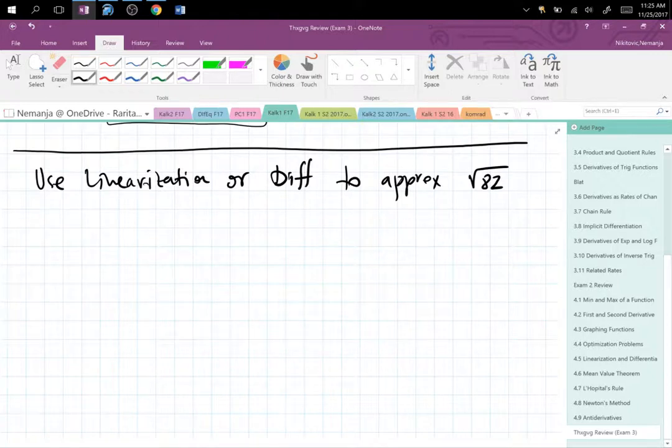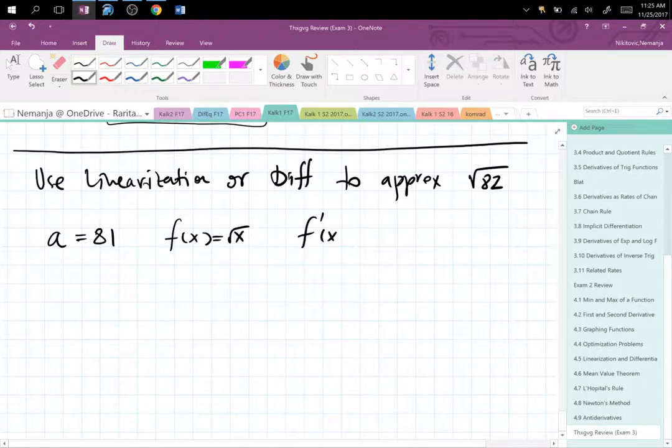There are two ways to compute this. Well, there are three ways. You take a calculator and done. But let's say you are out with your friends and someone mentions, what do you know? Bring the napkin. Square root of 82. Let's see. So value a will be 81, because that's a square root I know. The function is square root of x, and its derivative, which I will need, is 1 over 2 root x.